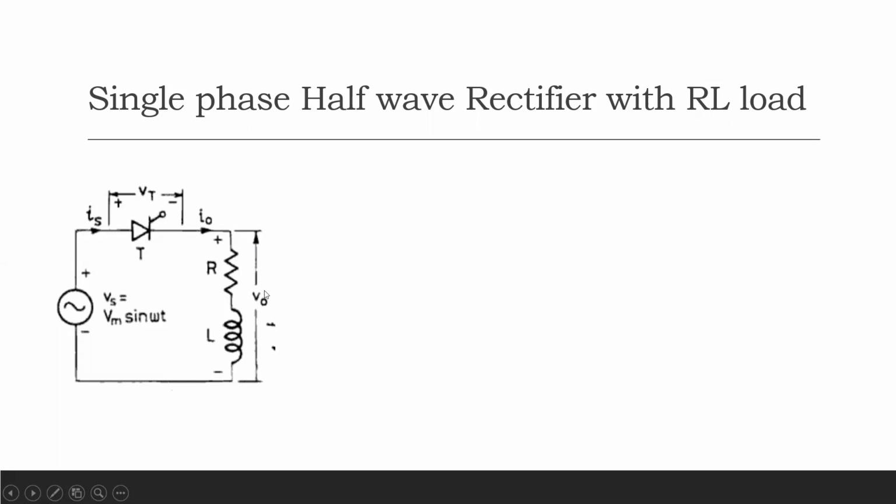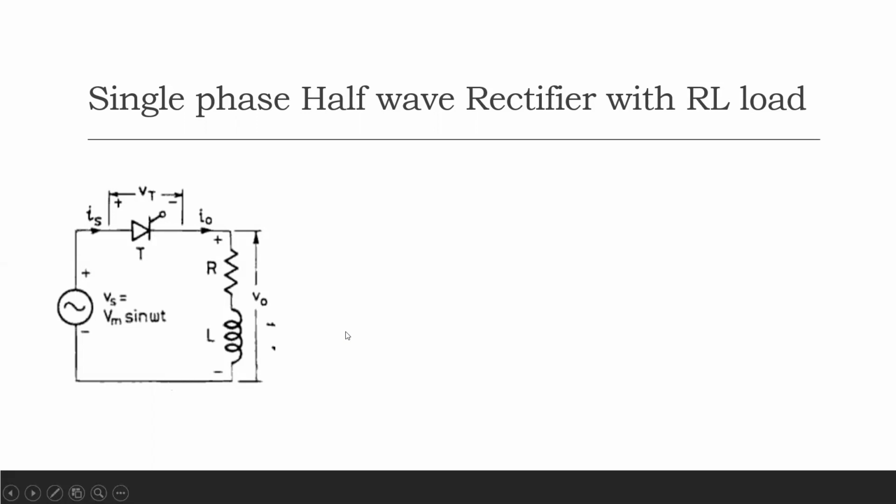As there is an SCR or thyristor present, we know that until we provide a gate signal to this thyristor, it will not turn on, right? So we need to apply a gate pulse to this thyristor to get it turned on. So let us discuss the working of this rectifier with the help of the waveforms.